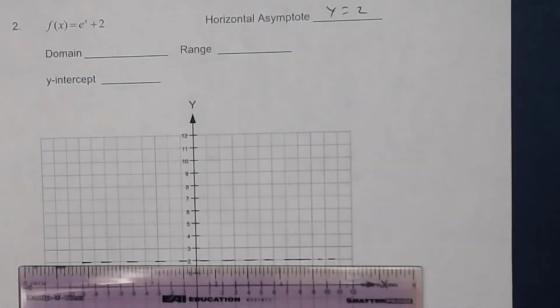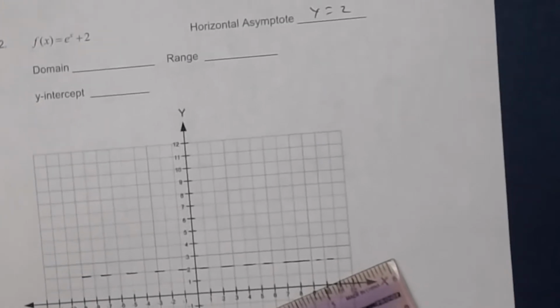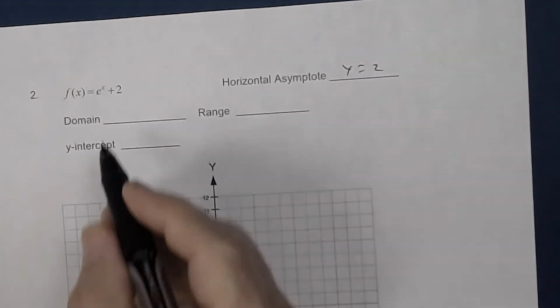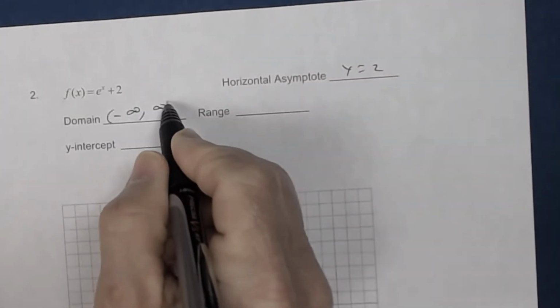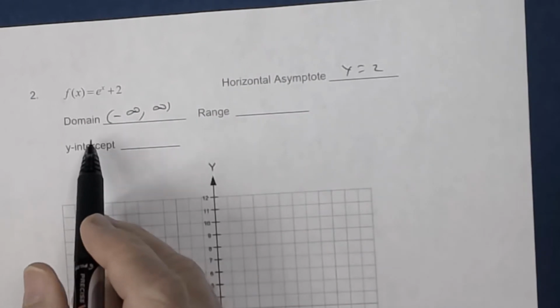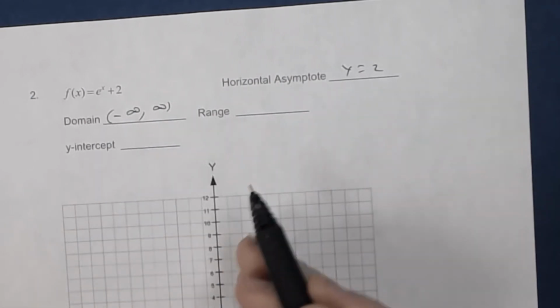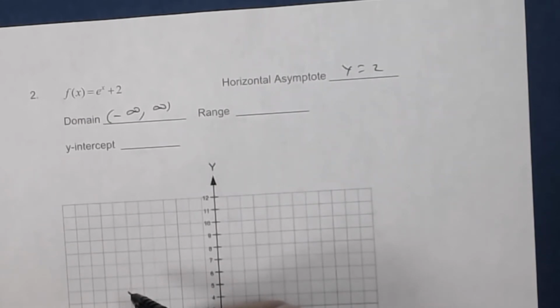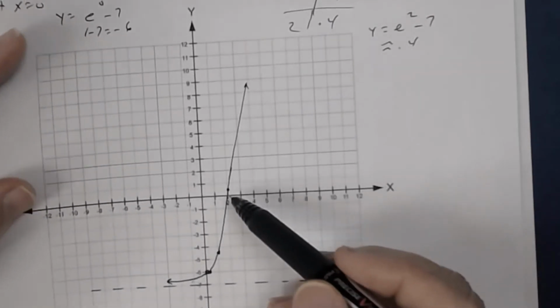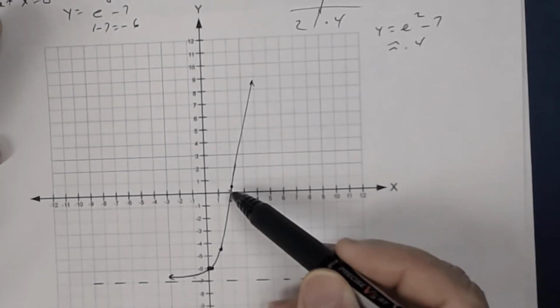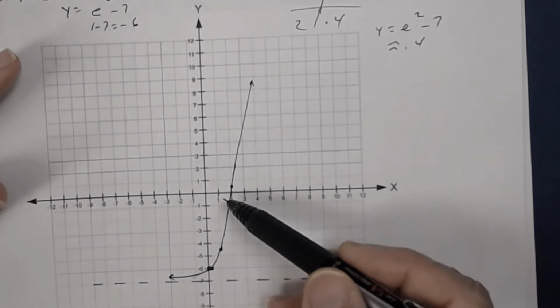All right, and then the domain of all exponential functions is all real numbers. Since the domain's all real numbers, your graph's always going to have a y-intercept. It may not have an x-intercept. You don't know enough at this point to find the x-intercept. So notice that the graph crossed the x-axis, so it has an x-intercept, but you don't know how to find it.